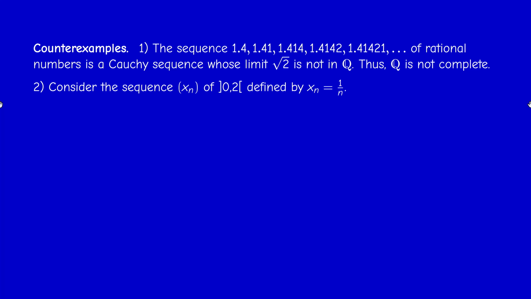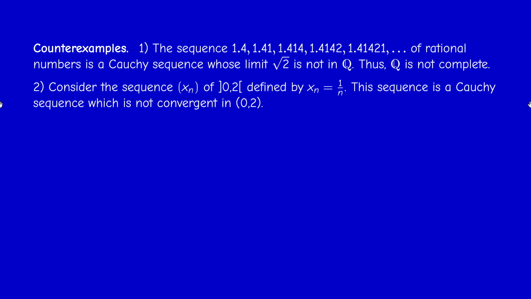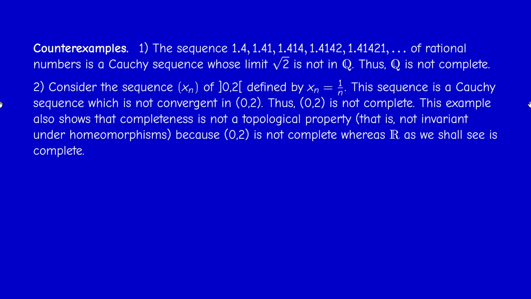However, R is complete. Another trivial example: if we take the sequence x_n defined by 1 over n, so 1, 1/2, etc., we know that it converges to 0 in R. So it's a Cauchy sequence. But the limit 0 is not in the universe (0, 2). So the open interval (0, 2) is not complete. This is an example that shows that completeness is not a topological property, because (0, 2) is homeomorphic with R, and R is complete, whereas (0, 2) is not complete.